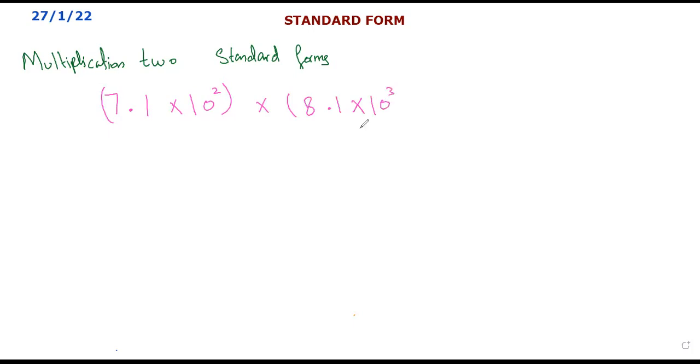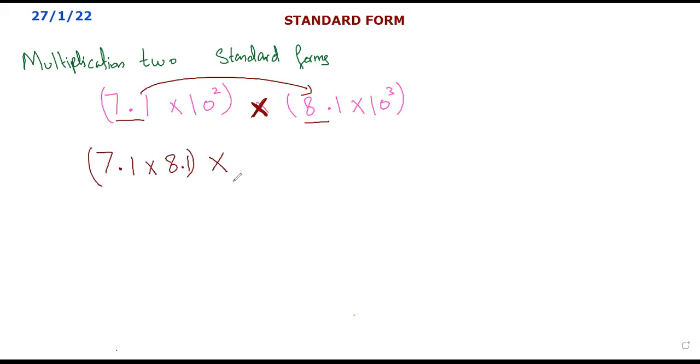What if this is the question? How do we do it? The very first thing is that this time we are not adding or subtracting our standard forms, we are multiplying them. We multiply this number and this number, so we get 7.1 multiplied by 8.1, and this time we also multiply these two numbers, so we have 10 square multiplied by 10 cube. Okay, so we are done with the first step.